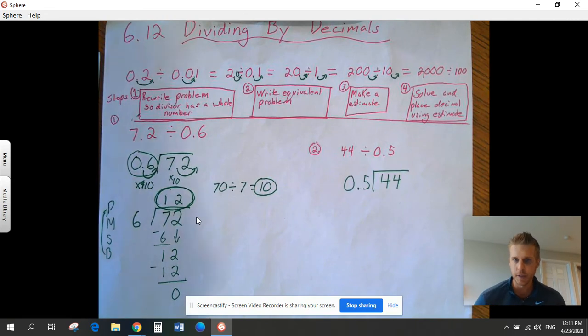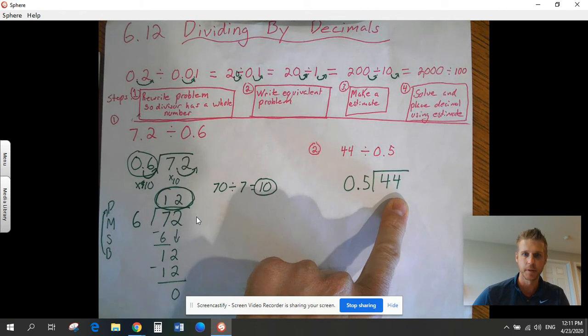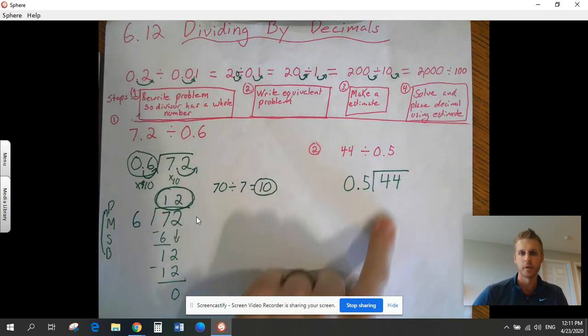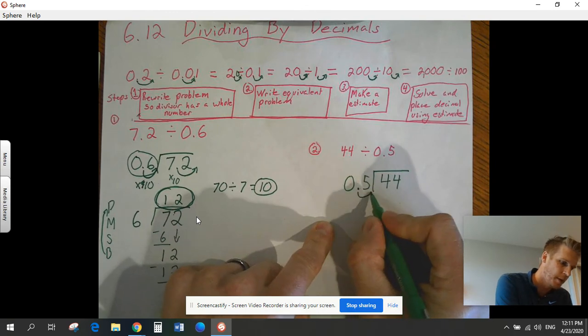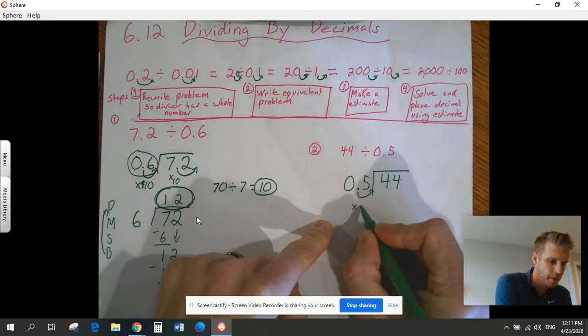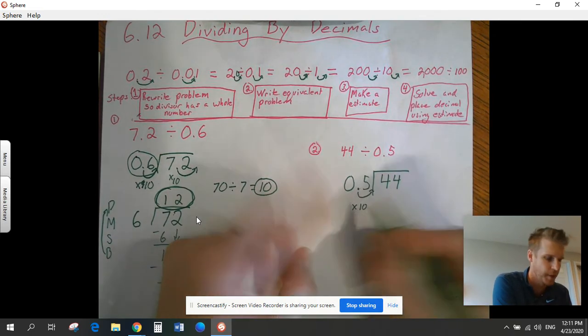First problem I see is our divisor is not a whole number, so we got to make it a whole number. Remember, if you multiply this by 10 and multiply this by 10 and treat them the same, we will have an equivalent problem. So we're going to move this decimal one place. Moving it one place to the right is timesing it by 10. You don't have to write that down, but that's what's happening.